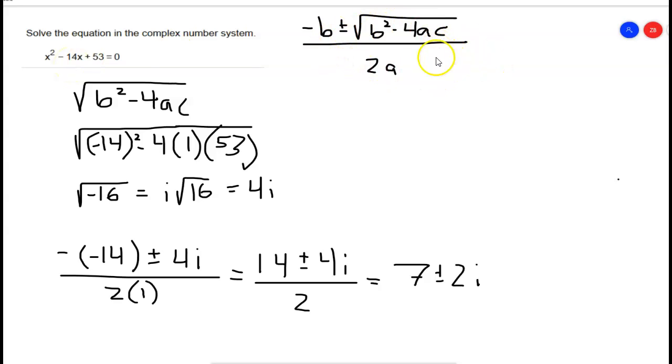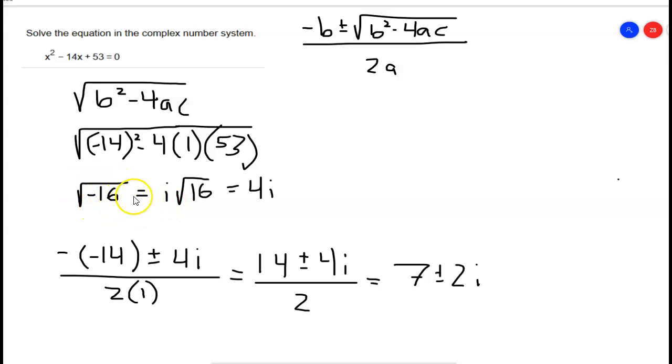So here is the quadratic formula: negative b plus or minus the square root of b squared minus 4ac over 2a. The radical part here is called the discriminant, and I checked the discriminant here first. So a is 1, b is -14, and c is 53. They're just the coefficients in front of the descending variables.